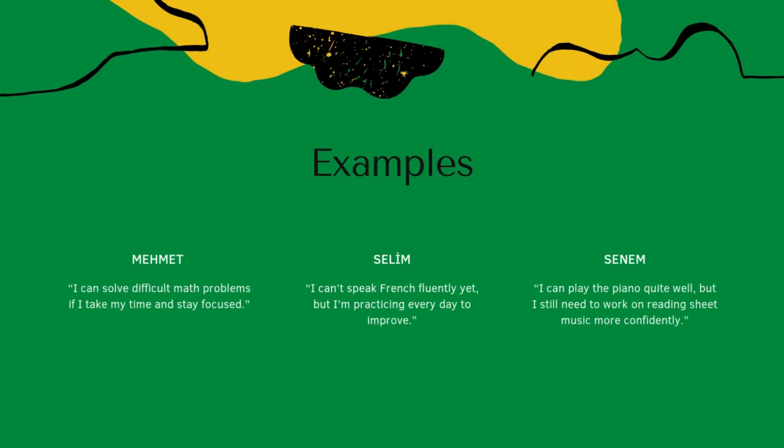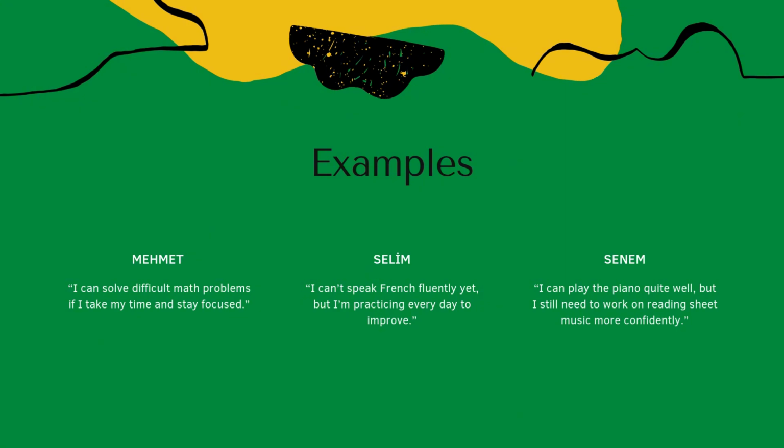Here are some great examples that show how can and can't work in real life. Mehmet says, I can solve difficult math problems if I take my time and stay focused. This shows both confidence and self awareness. Selim tells us, I can't speak French fluently yet, but I'm practicing every day to improve. Notice how he uses can't to describe his current limitation, but also shows motivation to get better.